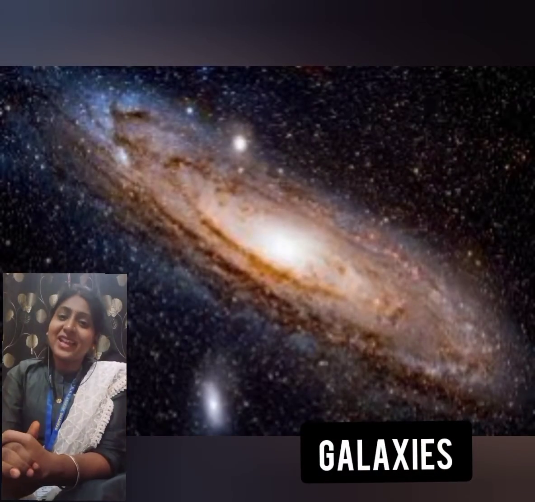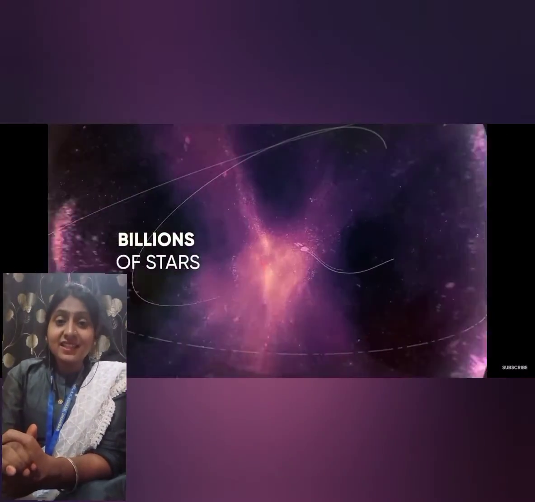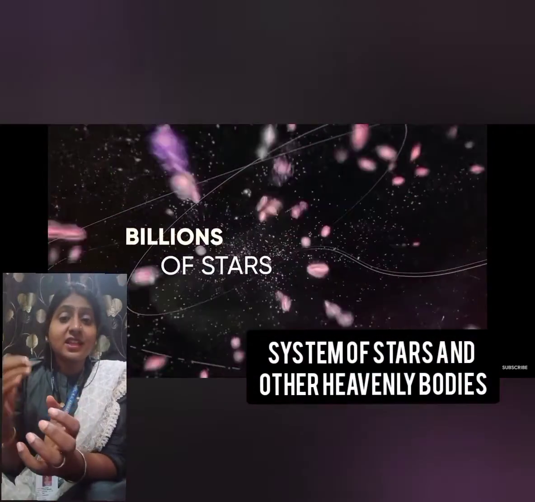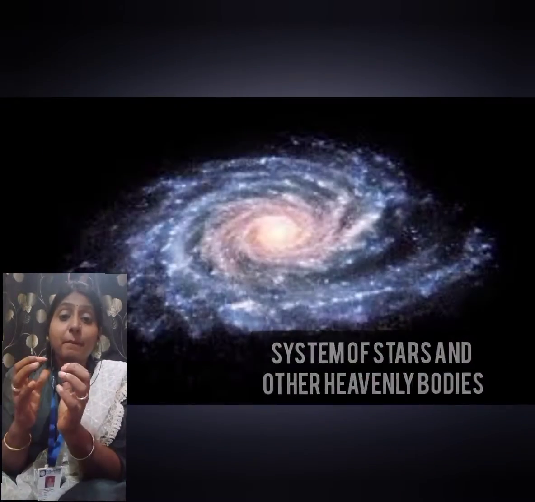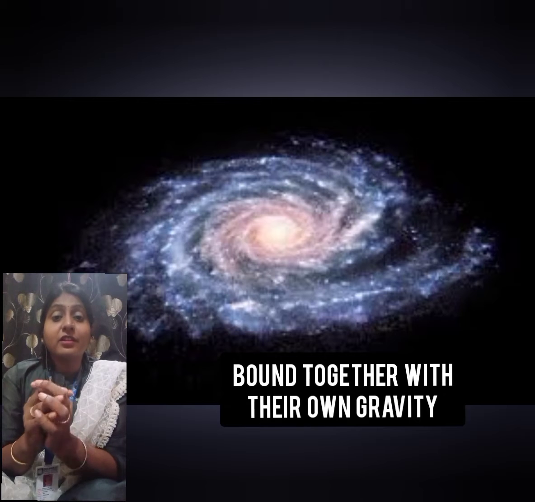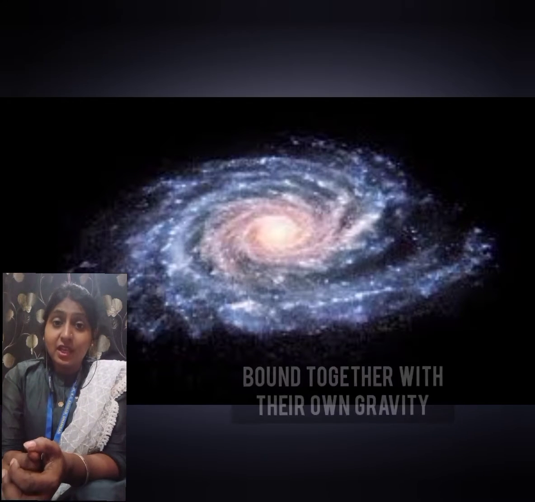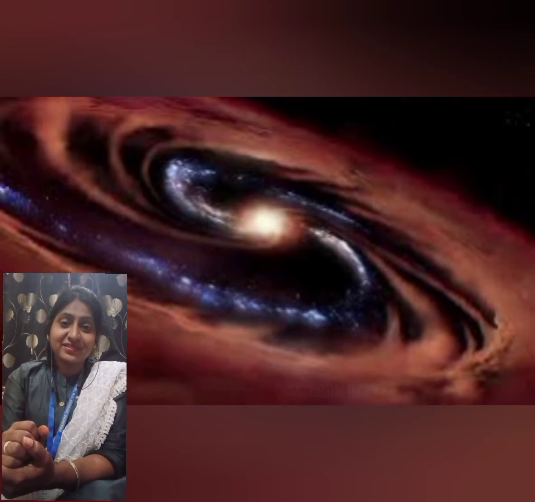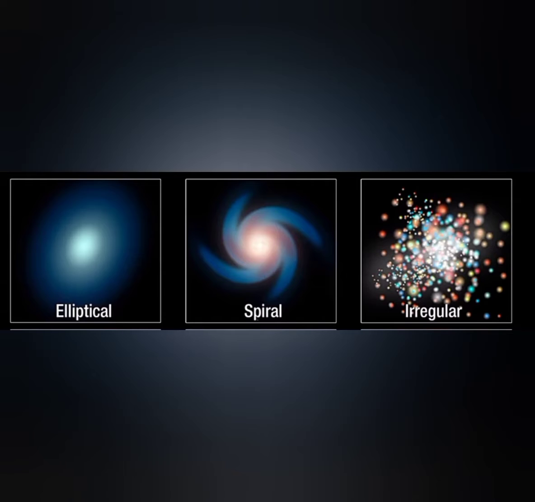Now let's move to galaxies. Galaxies are systems of stars and other heavenly bodies bound together by their own gravity. There are more than 2 trillion galaxies in the universe. Depending upon their shape, the galaxies may be spiral, elliptical, or irregular.